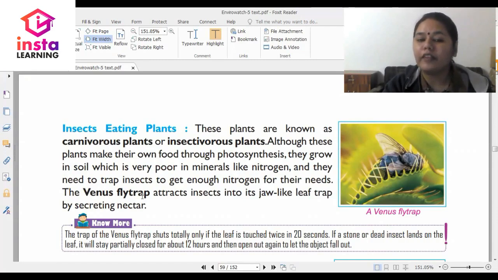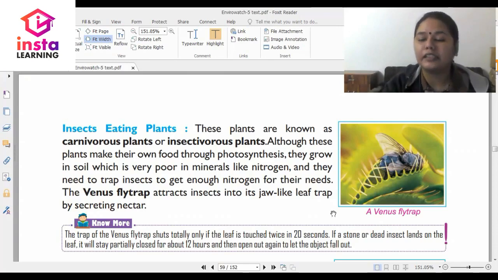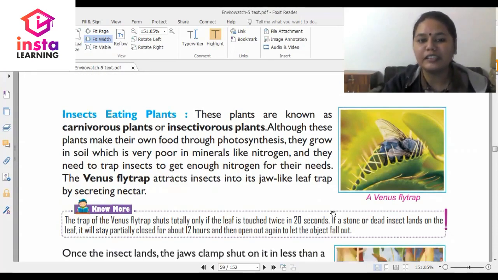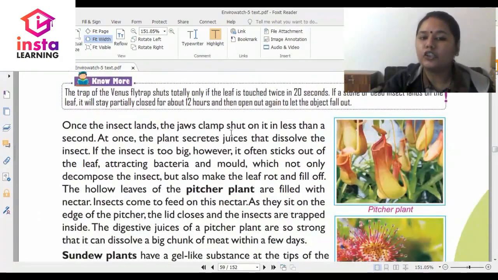The Venus flytrap attracts insects into its jaws, like a leaf trap, by secreting nectar. So there are certain plants which have their own way of attracting a few insects that the plant can eat and use as food. Interesting, isn't it? Once the insect lands, the jaw clamps.